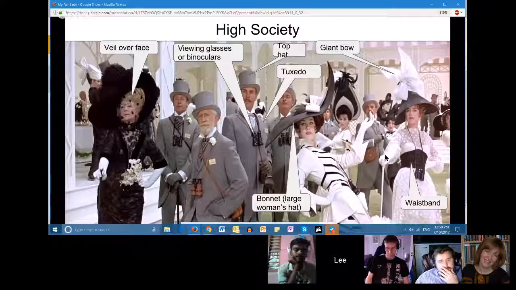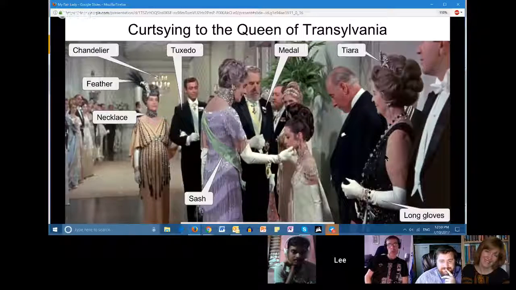These are just fancy high society people. Large hats are called bonnets for women. The one woman's wearing a black veil over her face. Sometimes brides in weddings wear a veil over the face. Tuxedos. She's got a feather in her hairpiece. Metal tiara is like a little crown, like a princess might wear a tiara. A sash is just a strip of cloth diagonal across your body or possibly wrapped around your waist.